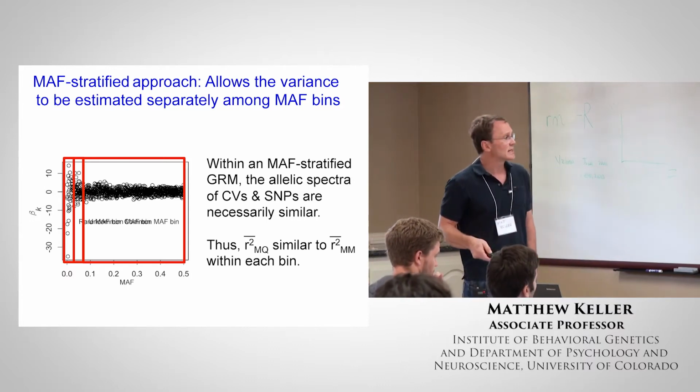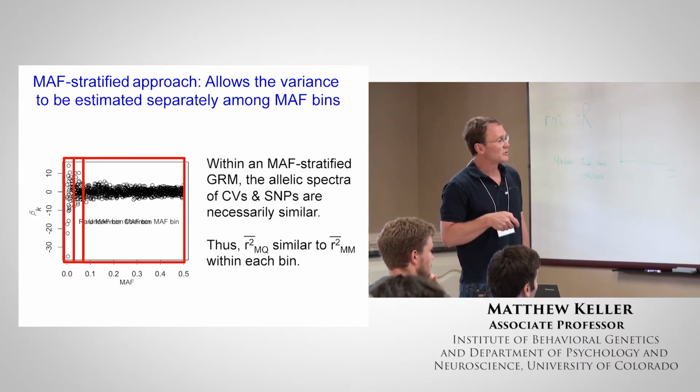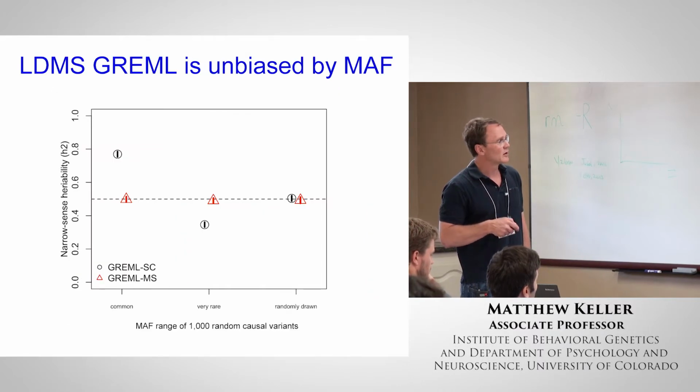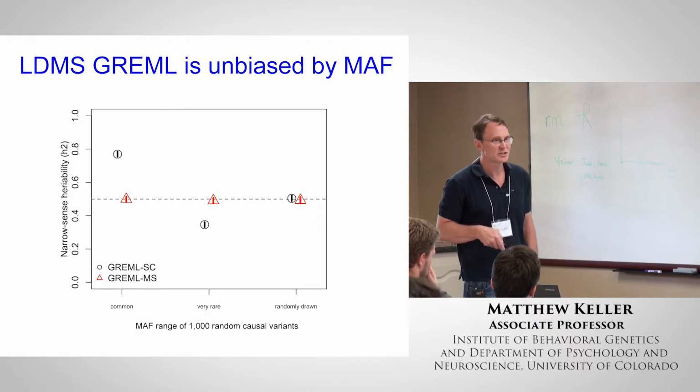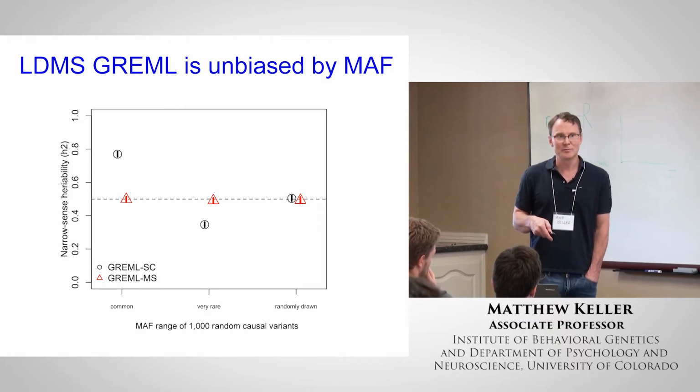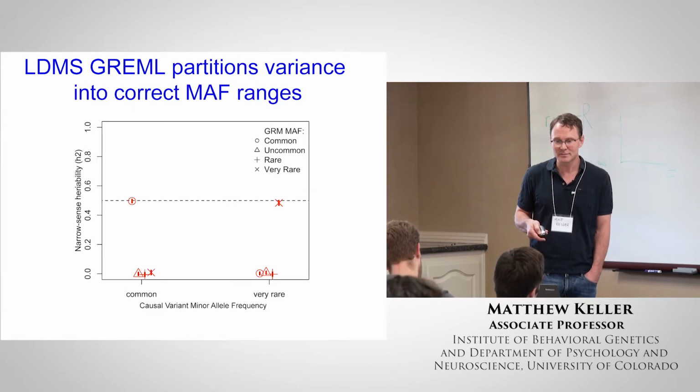And so this next slide just shows in black our original estimates, and the triangles are the estimates that we get by doing the multiple GRM and looking at the total heritability across those. And these are pretty much spot on. So not being biased by the discrepancy of MAF and causal variance.